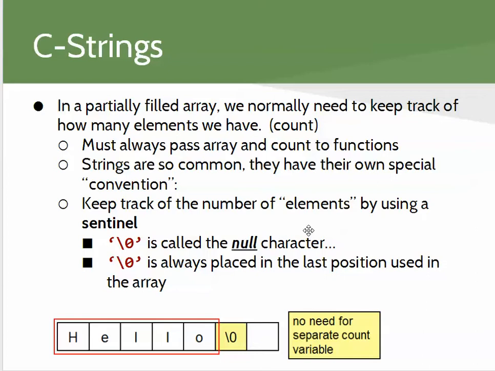Strings are so common that we've invented our own little special convention for this. And so rather than storing a count externally in a separate variable, the convention with character strings is to put a very special character right at the end of the array, and that's called the null character. The null character looks like two characters, but notice we've got a single quote here. The literal value has a single quote. It is only a single character, but it uses two keystrokes.